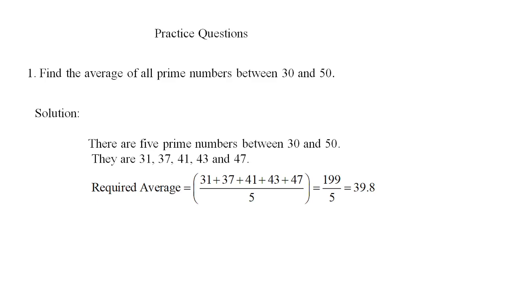Now we have to find out the average. We need to add all of these numbers, 31, 37, 41, 43 and 47. All of these numbers should be added, and thereon we have to divide them by 5. Summing them up we will get 199, and when 199 is divided by 5, we will get 39.8.